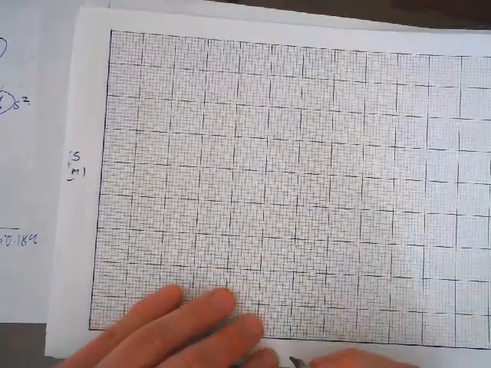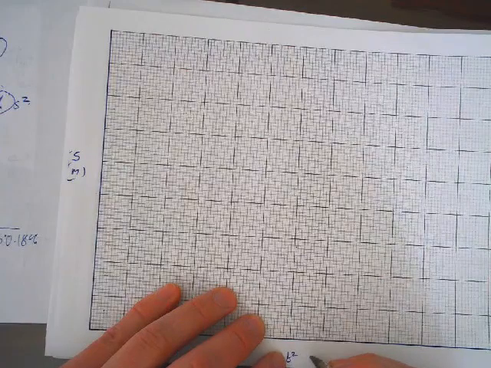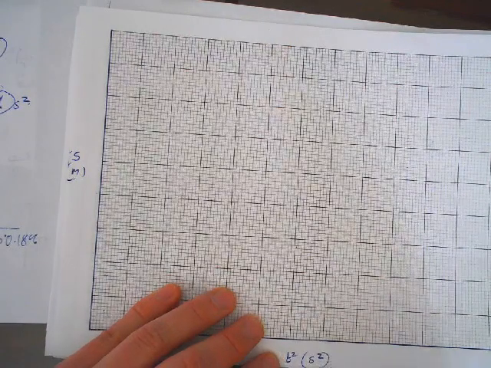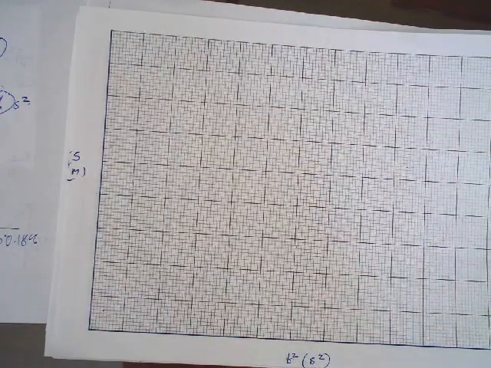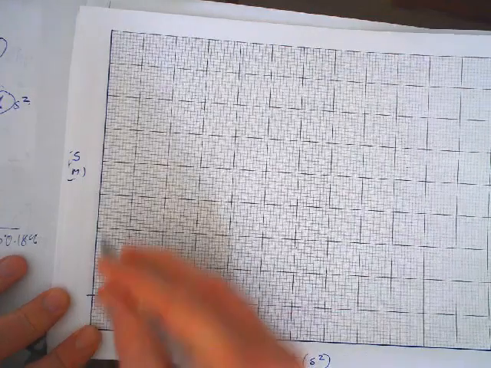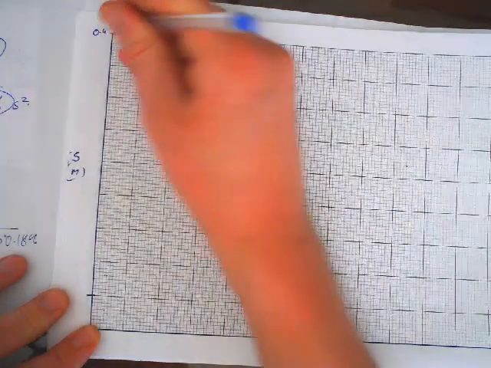So we're going to have our displacement on the y-axis, which is in meters, and on the x-axis we're going to have our t squared, which is in seconds squared. That's the unit. A bit confusing, but time squared is in seconds squared.